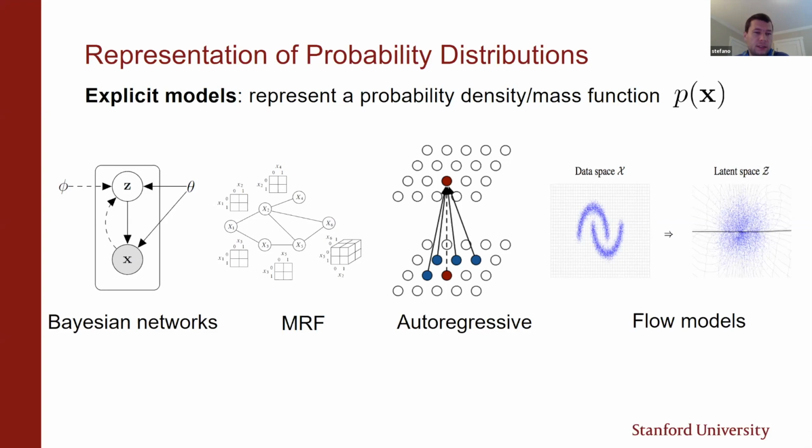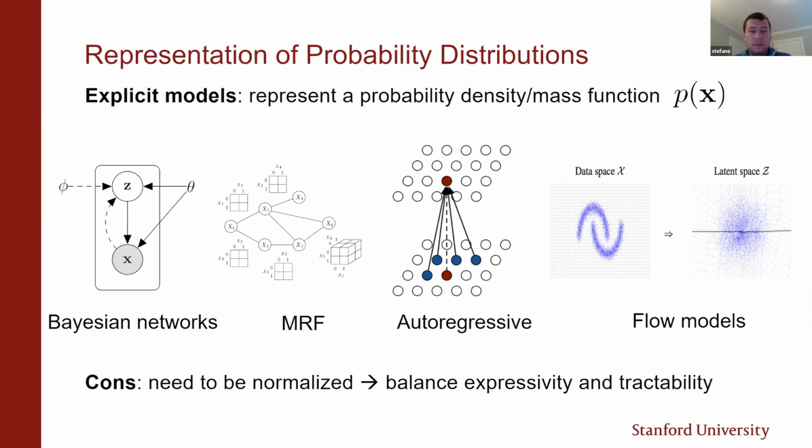And there are many ways to represent this kind of complex objects. There are classic approaches based on graphical models like Bayesian networks and directed graphical models, and also more modern approaches that combine these kinds of ideas with neural networks, like autoregressive models, flow models, and so forth. Now, the key advantage is that you have access to a probability mass function or a probability density function, which means that we can in principle train them via maximum likelihood, which is something we understand.